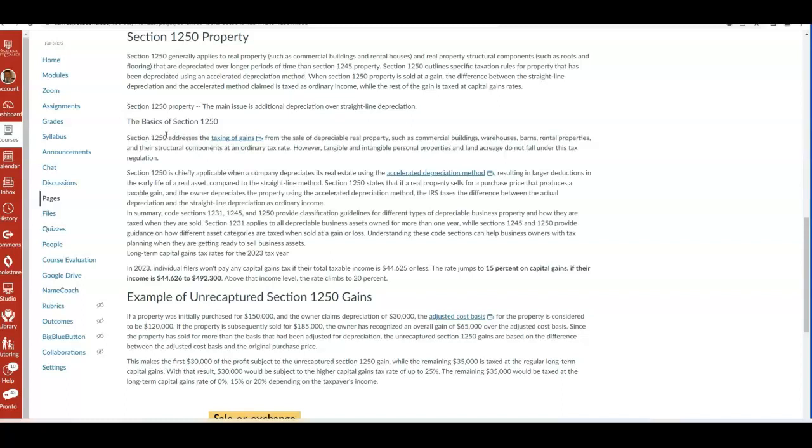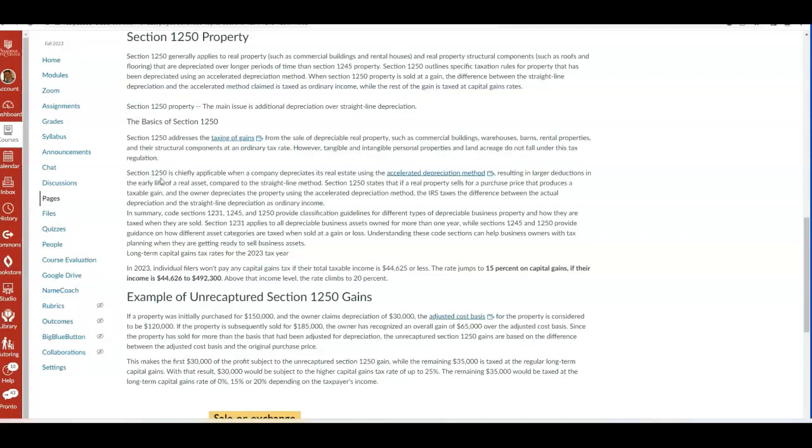and if you have gains on that depreciated part, anything over straight line will be taxed at the ordinary tax rate because you depreciated faster than straight line. However, tangible and intangible personal properties and land acreage do not fall under these regulations.